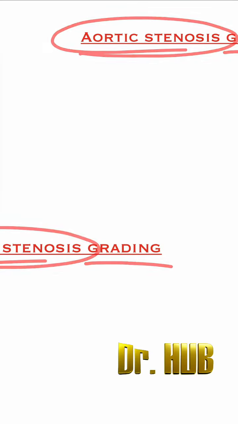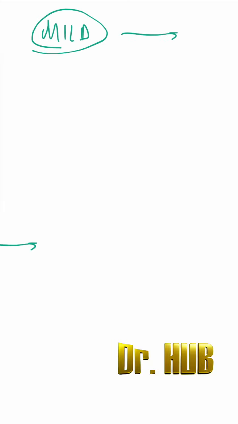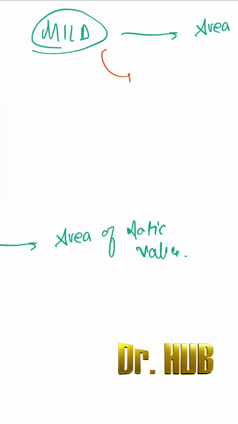Aortic stenosis, and you're looking at its grading. So the grading is divided into mild, moderate, and severe. When you talk about mild, the other component we are seeing here is the area of the aortic valve. So in terms of mild, it is going to be 1.5 to 2 square centimeters.